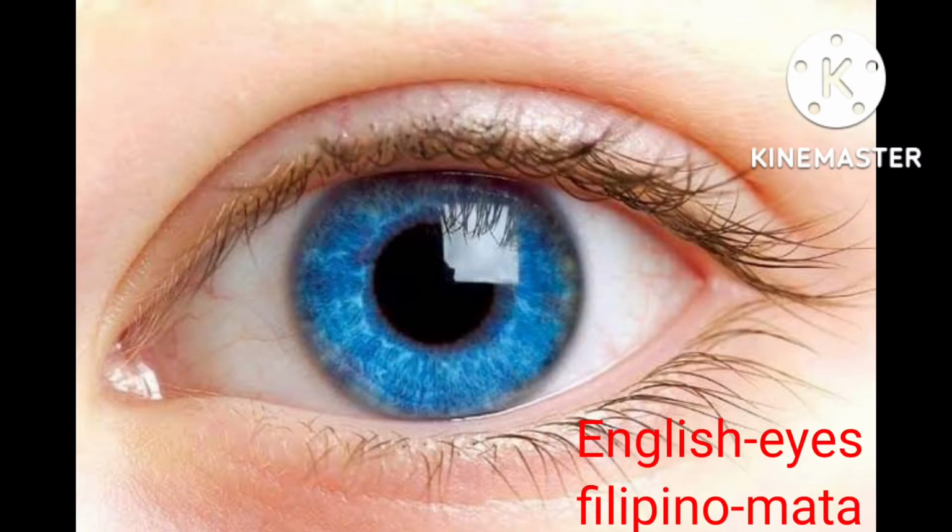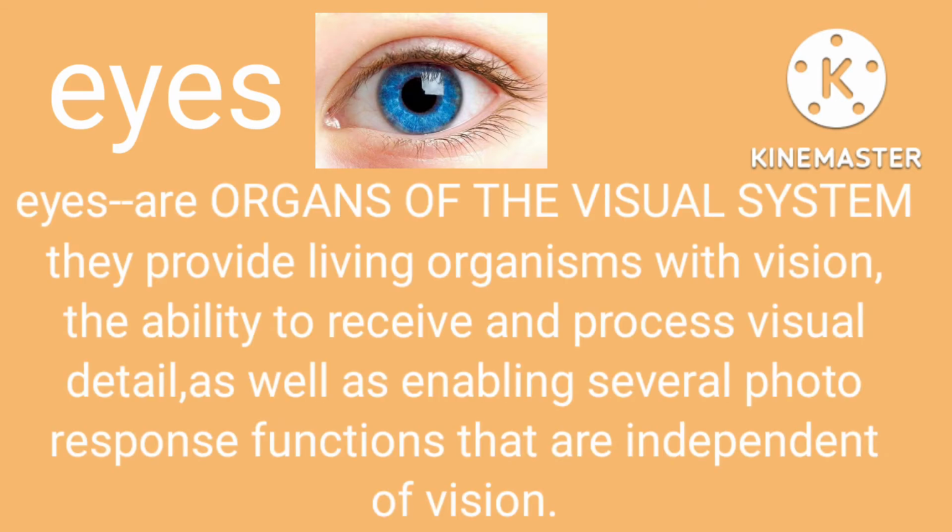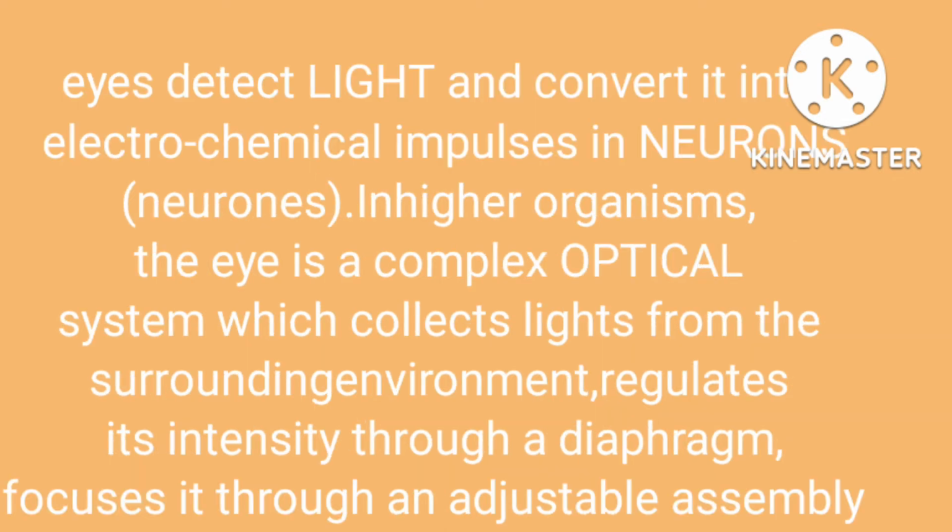Let's talk about the function and the parts of the human eyes and how they work. Now let's begin. Eyes are organs of the visual system. They provide living organisms with vision, the ability to receive and process visual detail, as well as enabling several photoresponse functions that are independent of vision. Eyes detect light and convert it into electrochemical impulses in neurons.